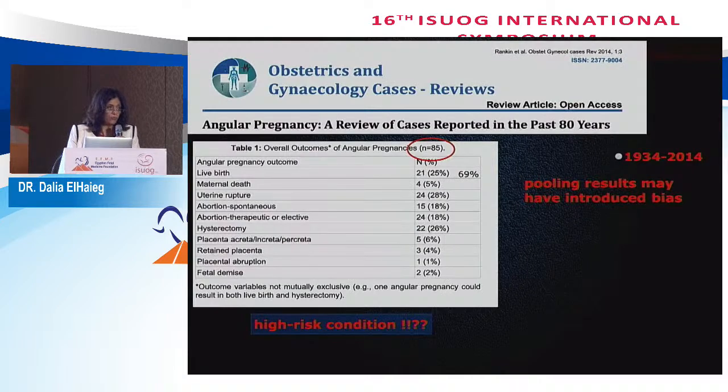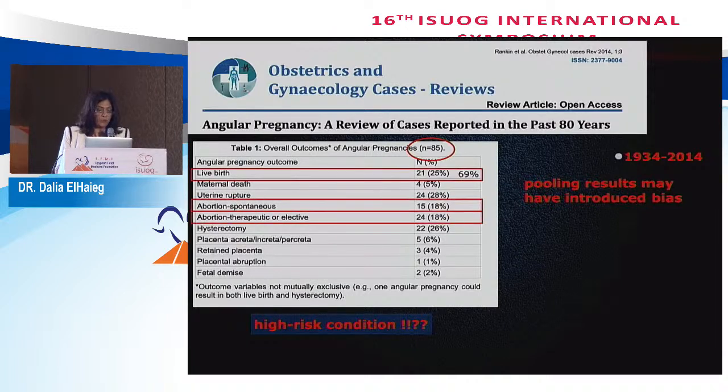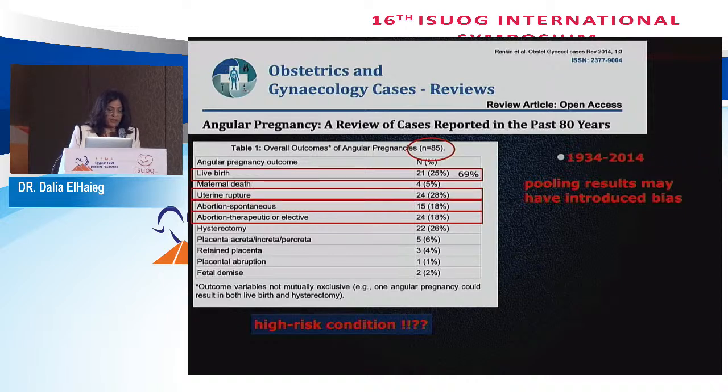So a review of 85 cases collected over 80 years found that the angular pregnancy live birth rate was 25%, spontaneous abortion 18%, while therapeutic abortion was also 18%, because the patients were afraid of its complications, with a risk of uterine rupture and even death. So they were considered as high-risk pregnancies.